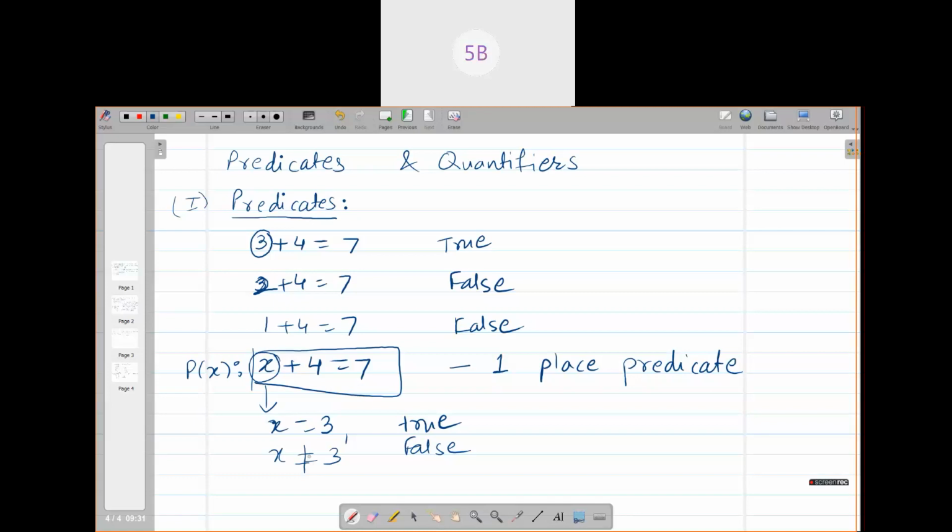Yes, ma'am. Until it becomes a statement or proposition, what is it called? It is called a predicate. And the number of variables in it makes it a one place predicate, two place predicate. Suppose you have 2 variables, 3 variables, then it will become a 3 place predicate, n place predicate. One predicate with one variable means unary, 2 variables means binary, 3 variables tertiary, and so on.